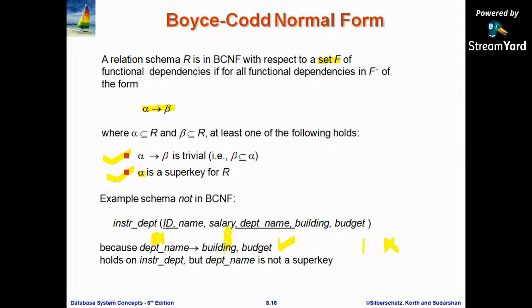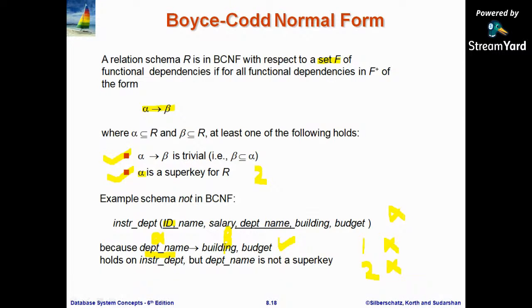Now we will check the second condition. The second condition says alpha is a super key. What is alpha for us? Department name is alpha for us. Alpha is not a super key of this relation. Look at this: the super key is ID. The department name is not a super key. So both conditions do not hold, so this relation is not in BCNF.